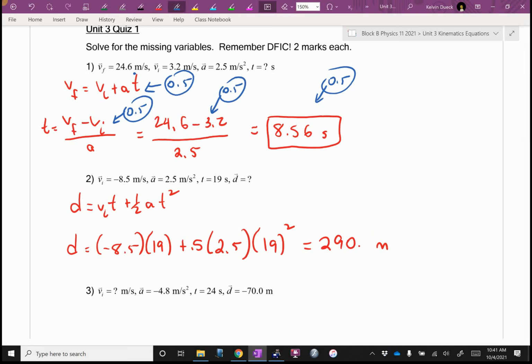I guess this time I would give you 1 whole mark for that, because by finding the equation, you also already got the thing by itself. Half mark for the numbers, half mark for the answer.